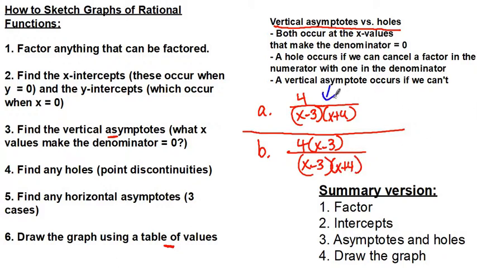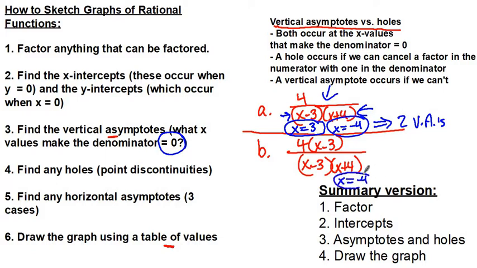This first one, I'm going to say, has 2 vertical asymptotes because vertical asymptotes occur when the denominator equals 0. So what is it that's going to make the denominator equal 0? Well, x equals 3 would make that one 0, and x equals negative 4 would make this one 0. So those represent 2 vertical asymptotes. VA is just an abbreviation for vertical asymptote. Equation B only has 1 vertical asymptote, and that's at negative 4.